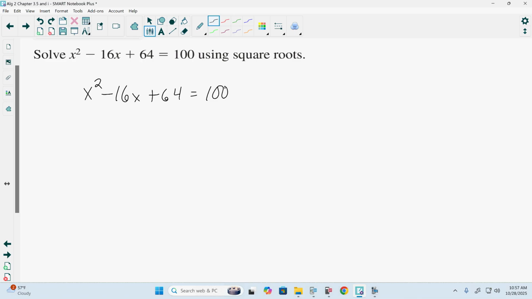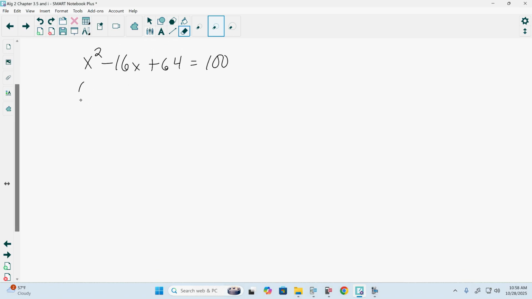The square root method works if x squared is our only variable, or the variable only shows up in a single set of parentheses being squared. Yes? So when we look at this here, I'm going to ignore the 100 for now. I want to factor x squared minus 16x plus 64. Now, there is no greatest common factor between x squared, 16x, and 64. So we'll have our two sets of parentheses with spaces.